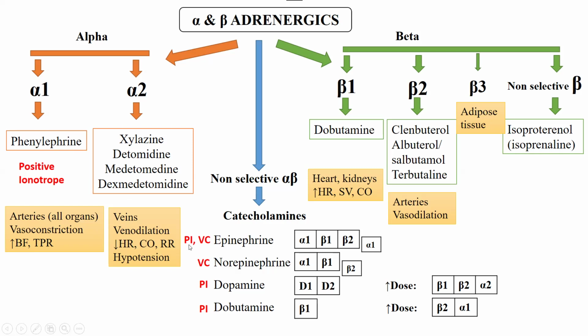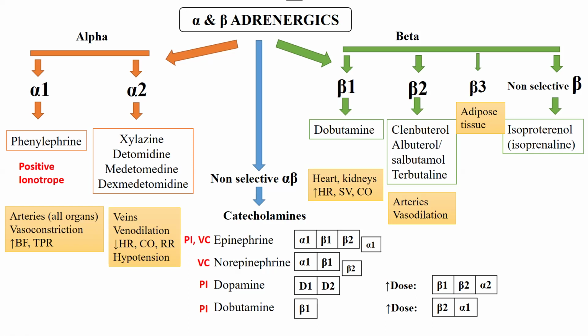Epinephrine is also a positive inotrope and also a vasoconstrictor, because it causes constriction of blood vessels that will cause the increase in the heart rate. Then norepinephrine is only vasoconstrictive, but it is not as good a positive inotrope as epinephrine. So we will consider it as vasoconstrictive only. Dopamine and dobutamine are positive inotropes.